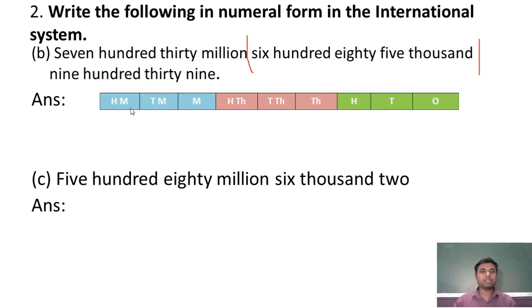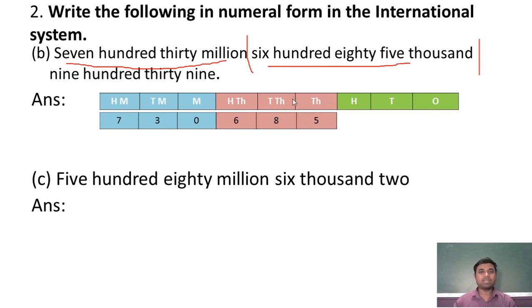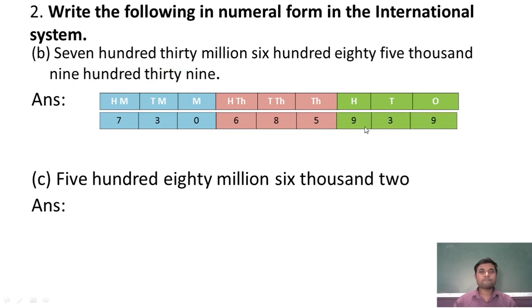First write the place values. Write the places. Now just read in this way: 730 million. So just write here 730. Then 685,000. So write 685 in the thousands place. And here it is 939. So just write 939. Is it clear? Very easy.